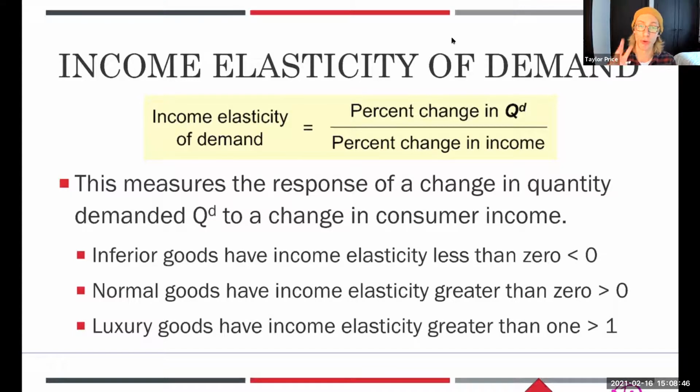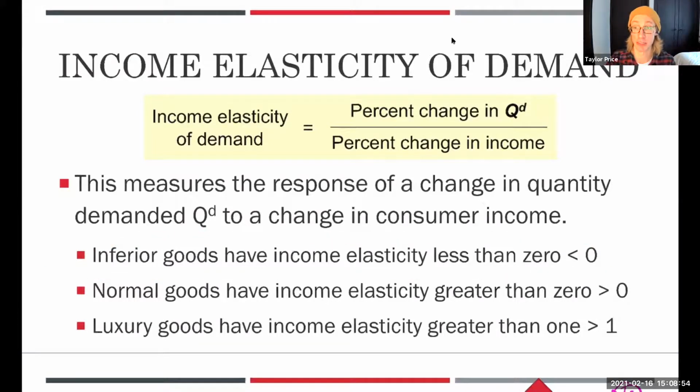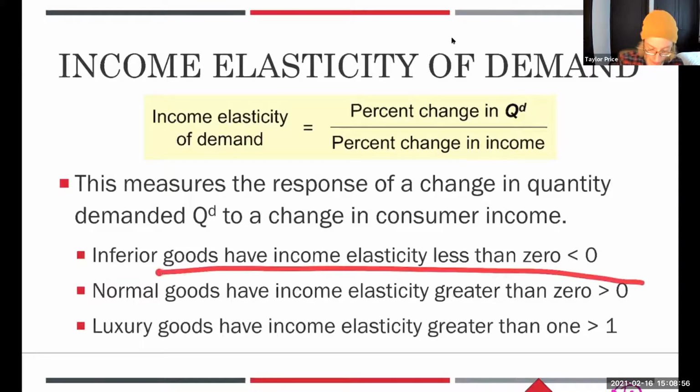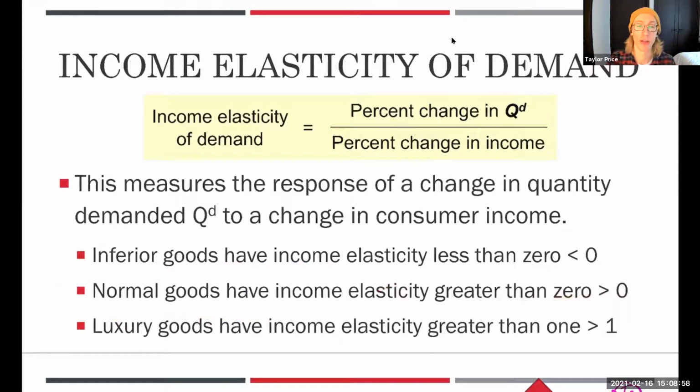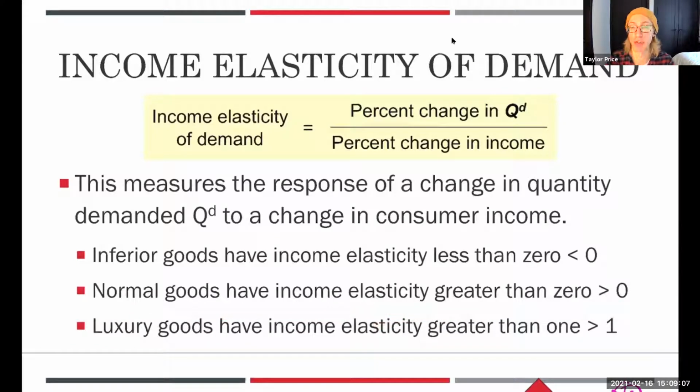And we have three different types of goods here. We have inferior goods, where the income elasticity is less than 0. We have normal goods, where the income elasticity is greater than 0. And then finally, we have luxury goods, where income elasticity is greater than 1.